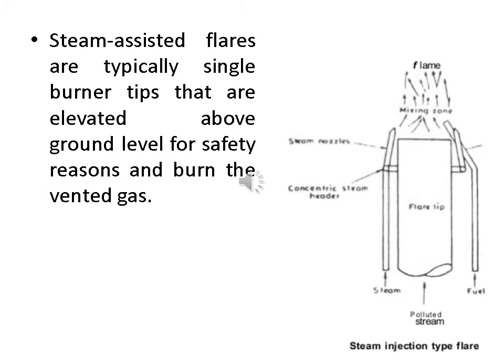The first one is steam assisted flare. In order to ensure sufficient air and a good mix for the flame, steam is injected into the combustion zone or mixing zone. You can see the figure on the right side of this slide. Here the steam pipe is on the left side, and the fuel pipe is on the right side, and in the middle there is a chamber that carries the polluted stream. At the top of this flare tip there is a mixing zone. With the help of this steam, good mixing occurs in this combustion zone.